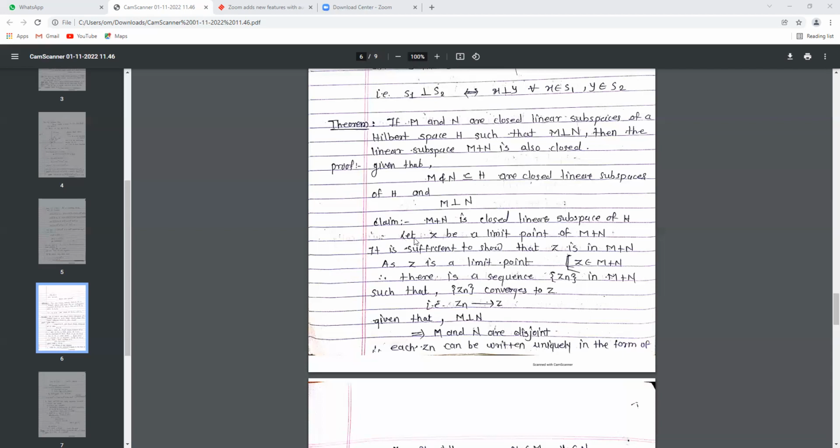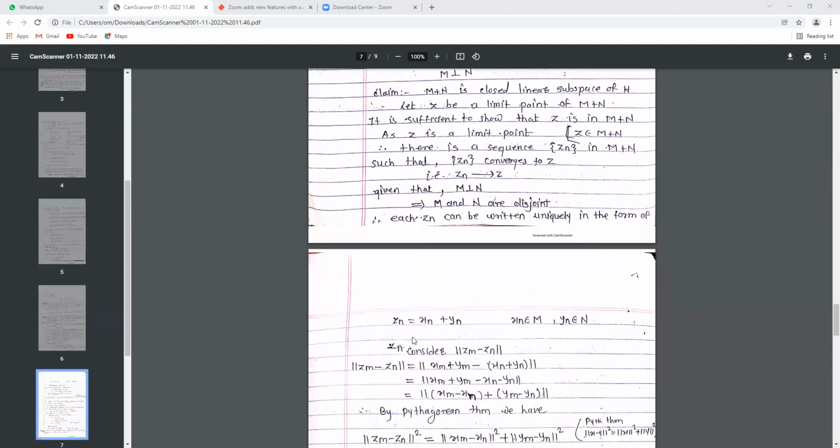So let Z be a limit point of M plus N. Then it is sufficient to show that Z is in M plus N. As Z is a limit point, there is a sequence Zn in M plus N which converges to Z, that is, Zn tends to Z.